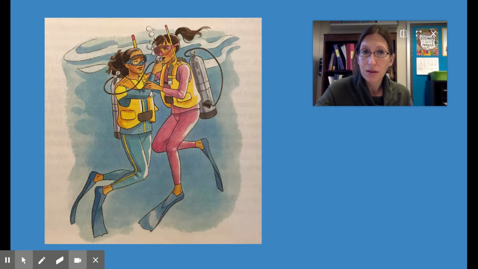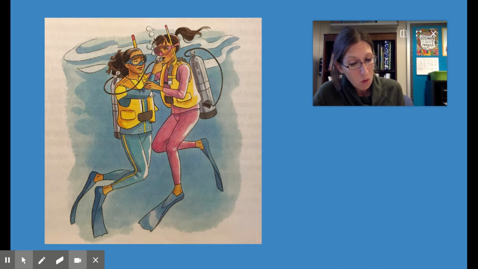And then we have some little dots in the story. So this says part of the story is missing. All right, so see if you can figure out what is happening in the next part.